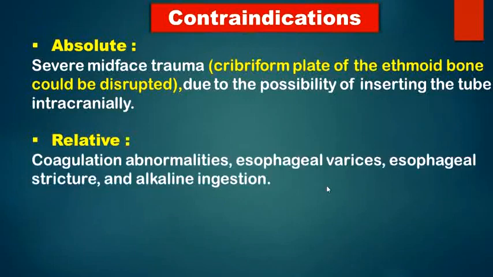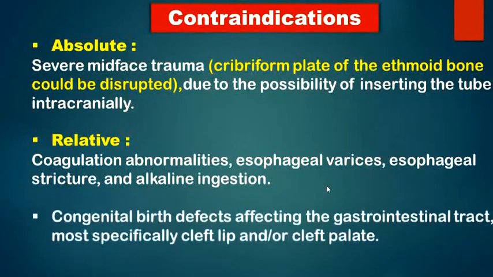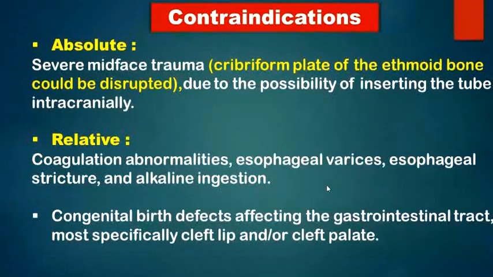Relative contraindication, when there are coagulation abnormalities or esophageal varices, in a patient with chronic liver disease or liver cirrhosis, we may induce bleeding by inserting the NG tube. Or if there is esophageal stricture or alkaline ingestion. Congenital birth defects, like cleft lip or cleft palate, also affect the gastrointestinal tract, making it difficult to do the NG tube.